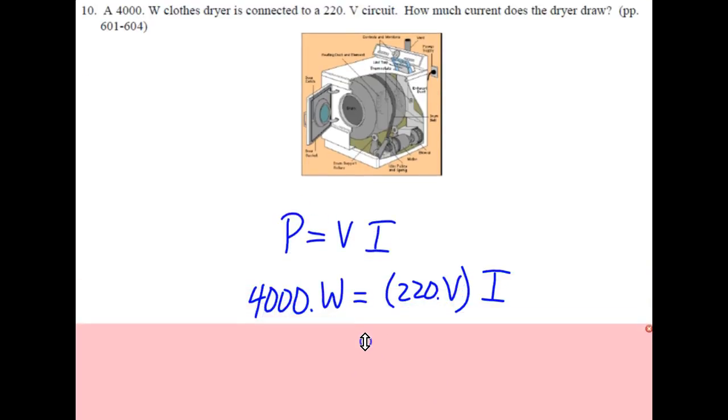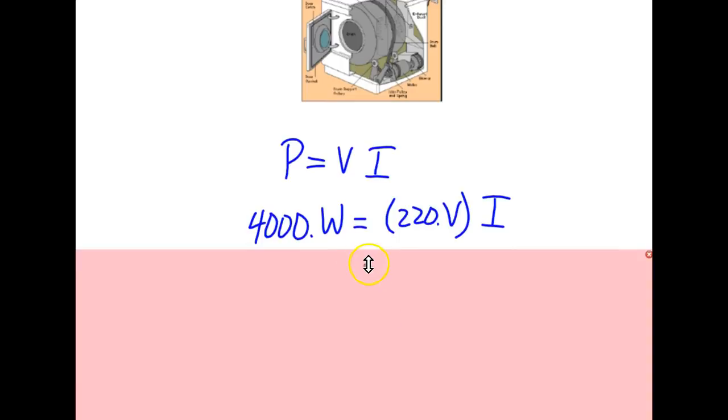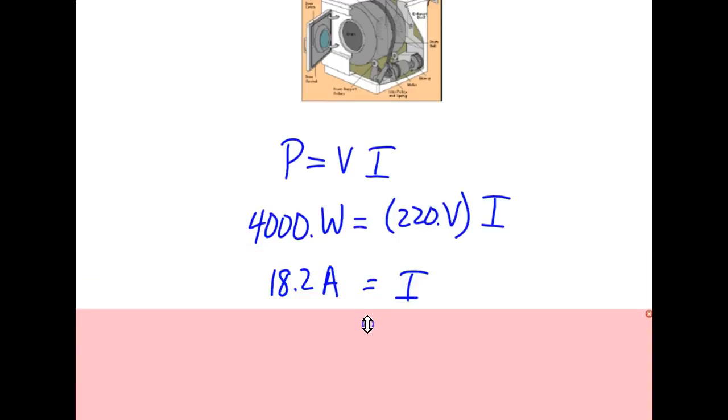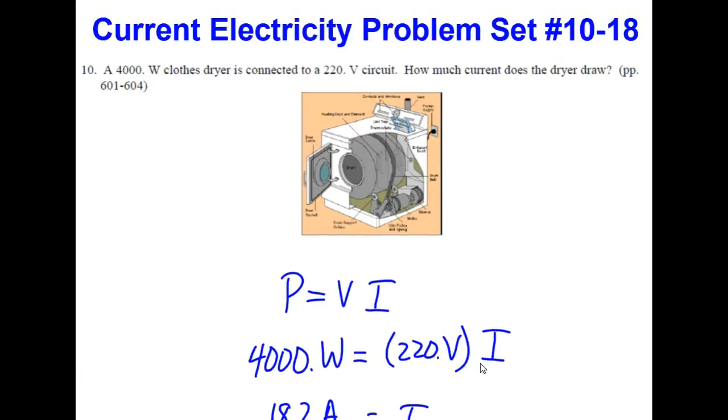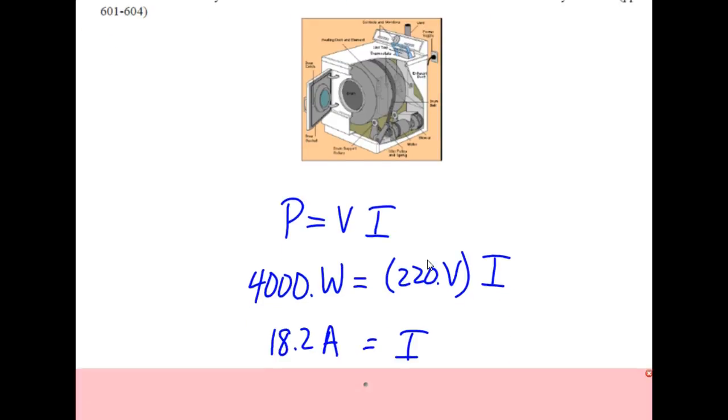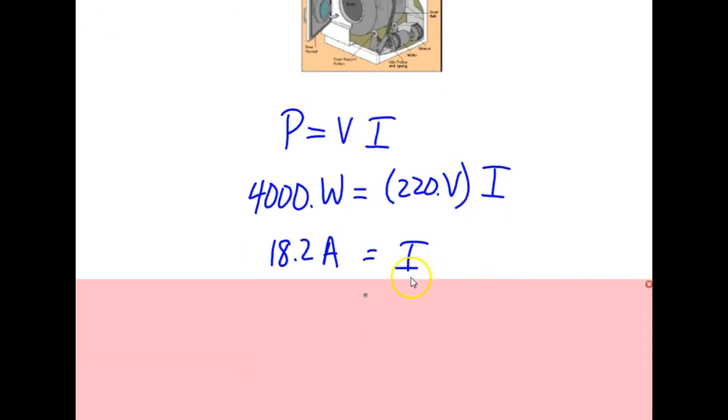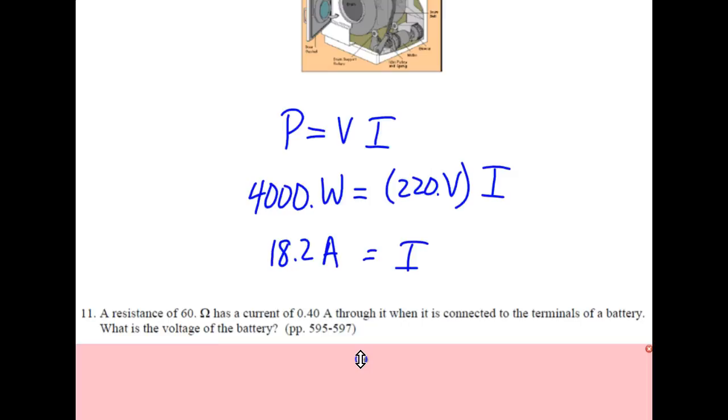Substituting our power, 4,000 watts, equals our voltage, 220 volts, times the current. Divide by 220, and we have a current of 18.2 amps. You notice that's a 220 volt circuit, which is twice the value of normal wall electricity. Very typical for an electric dryer. Okay? All right, on to number 11.